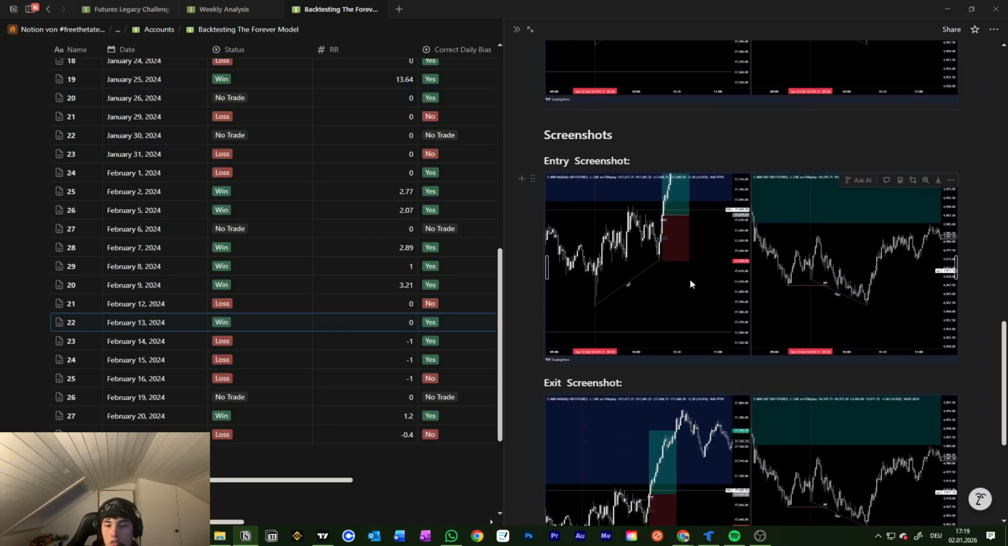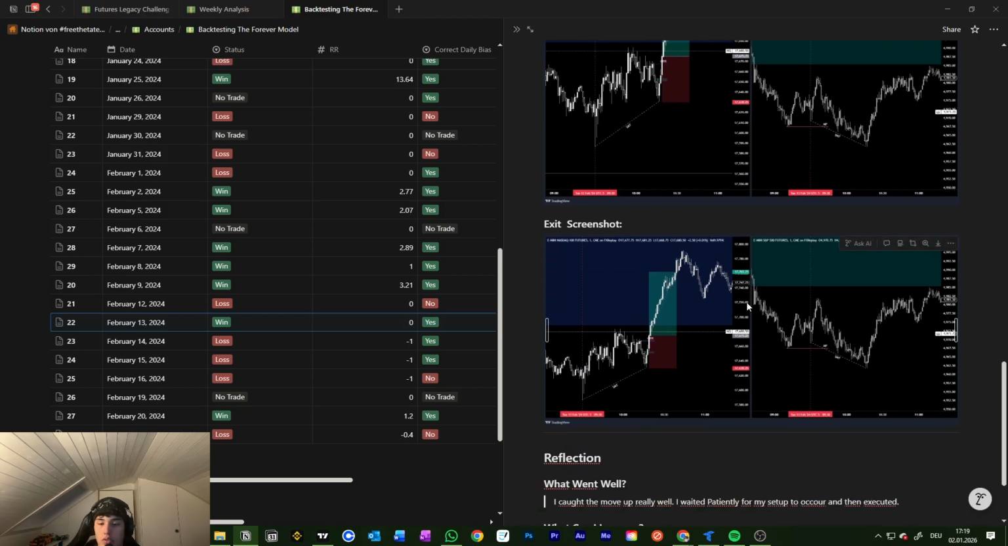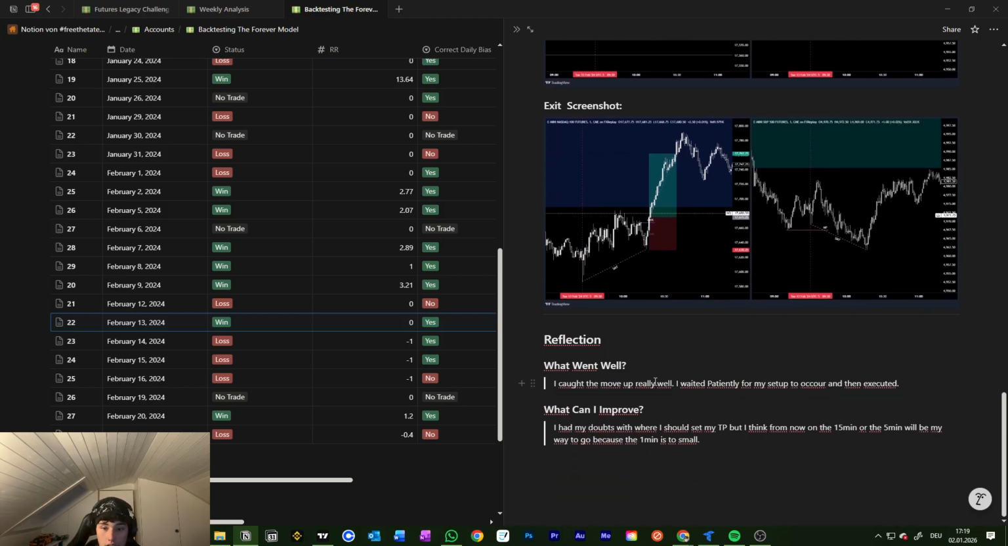Sorry guys. So entry, exit, screenshot, what went well? I cut the move up really well. I waited patiently for my setup to occur and then executed. That is nice, but something I want to confront is that maybe I traded another strategy then, but now I trade one strategy, and I only trade that strategy.